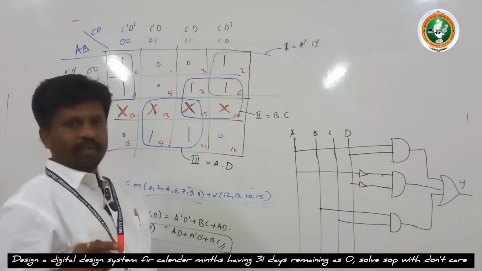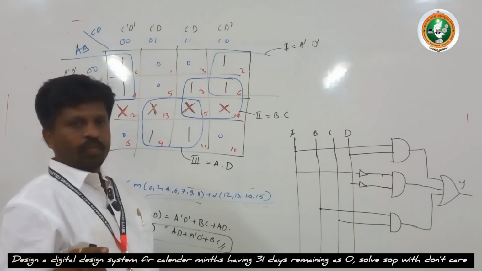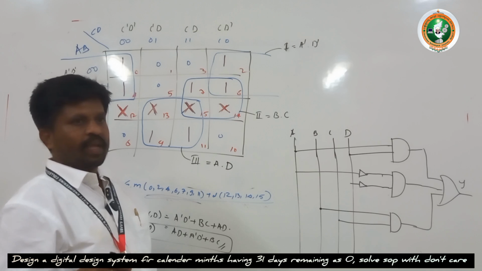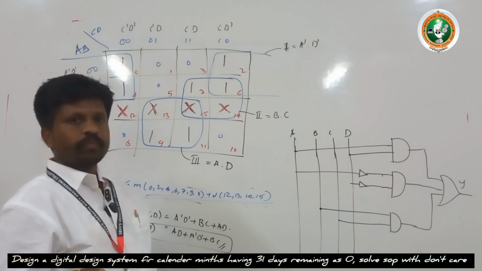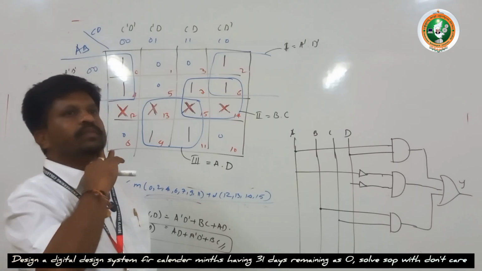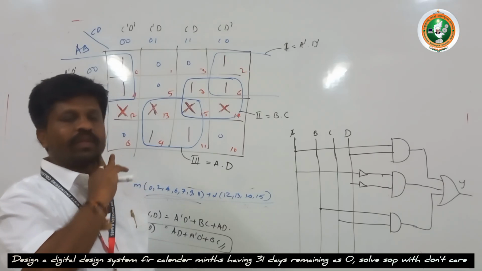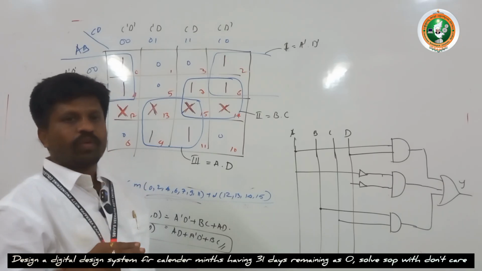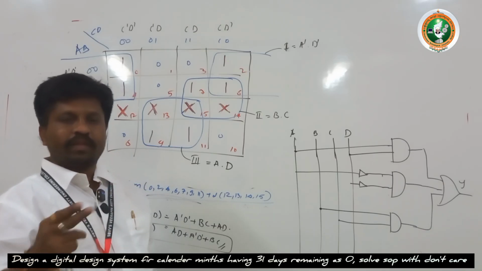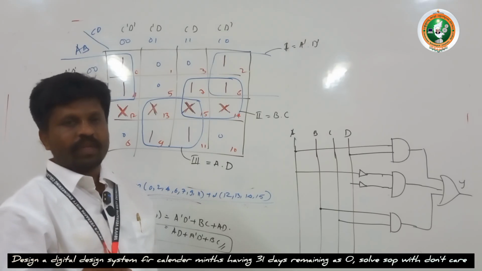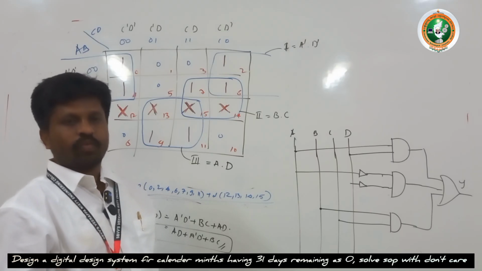Like this, March has 31 days, that is 1. April does not have, that is 0. May has 31 days, that is 1. June does not have that, it has 30 days, so that is 0. July has 31 days, that is 1. August also has 31 days continuously, that is 1.